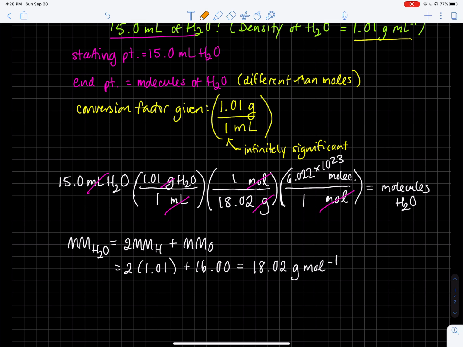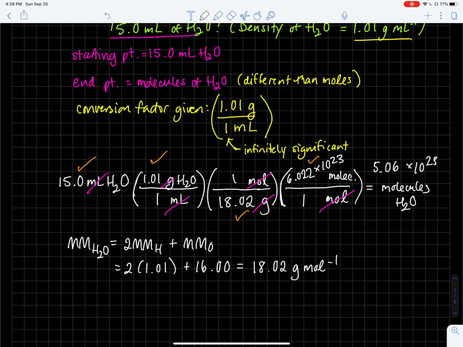You could multiply 15 times 1.01 times 1 times 6.022 times 10 to the 23rd, and then divide by 18.02. Or you can just go in order. Your calculator will do it all correctly if you just say 15 times 1.01 divided by 18.02 times 6.022 times 10 to the 23rd. And the answer I got, I should confess I only did this once, was 5.06, rounding to 3 sig figs, times 10 to the 23rd molecules of H2O.